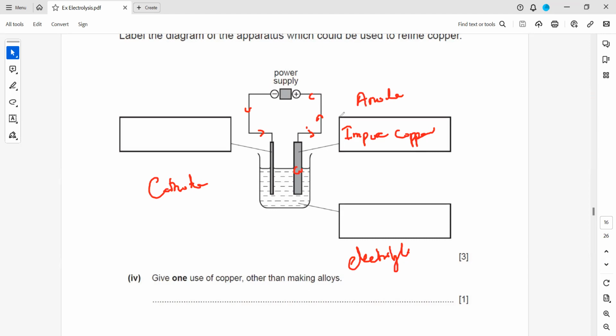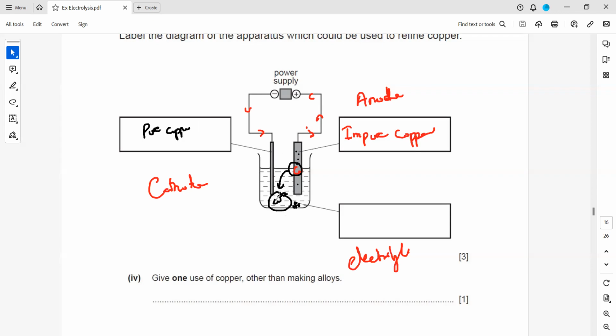The general term is electrolyte, it's not like this is an electrolytic cell. For the purification of copper, the anode is made up of impure copper. If these dots are representing the impurities, when the copper atoms go into the solution as copper ions, the impurities are left behind. And what is the cathode made up of? The cathode is made up of pure copper.